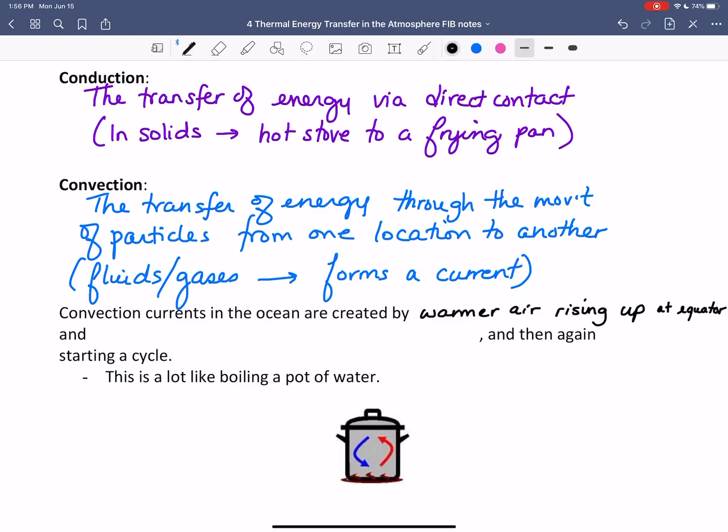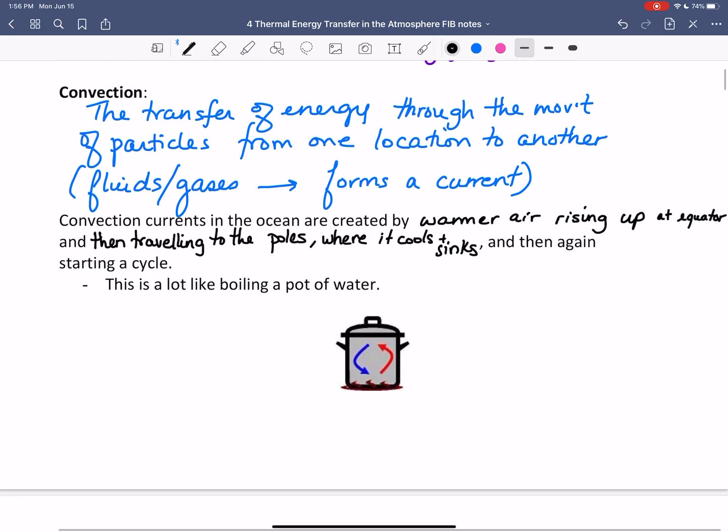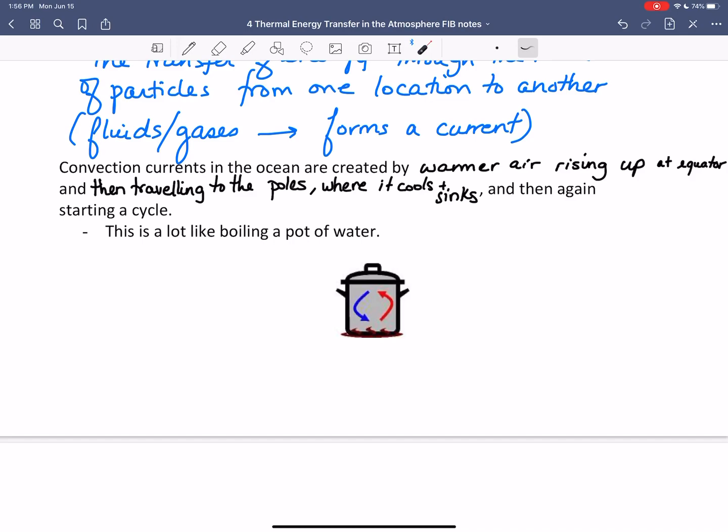Created by warmer air rising up at the equator and then traveling to the poles where it cools and sinks. And then again, starting a cycle, right? So once it's low, it goes to the equator where it gets warmer and it rises up. It is like boiling water. So let's say that I have air at the equators, the air gets hot, so hot air rises, and then it travels to an area where it cools off, and as it cools off, it sinks, and then it does the same thing.